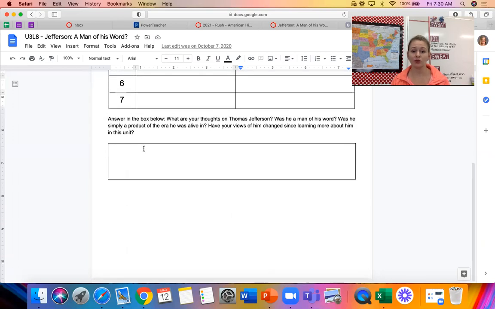And then in the box below, you're just going to tell me, what are your thoughts on Thomas Jefferson? Was he actually a man of his word? Was he simply a product of the era that he was living in? Have your views changed about him? Did you think differently about him before you started doing this assignment and learning about him today? What do you think about Thomas Jefferson, essentially? And then when you're done with that, just submit it.